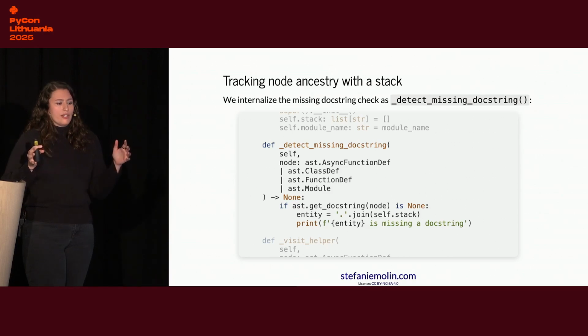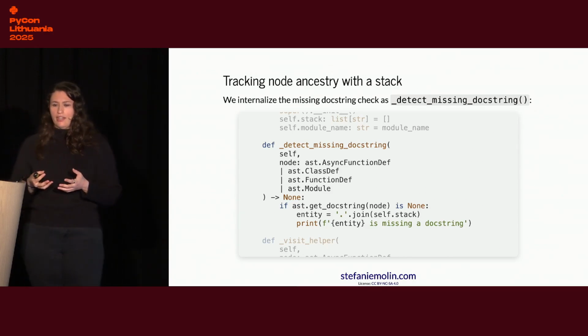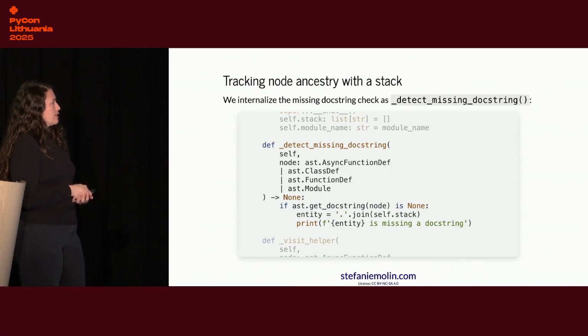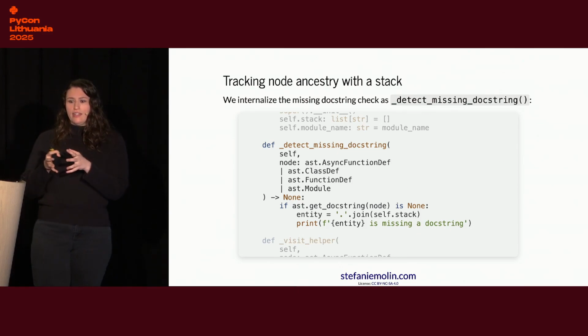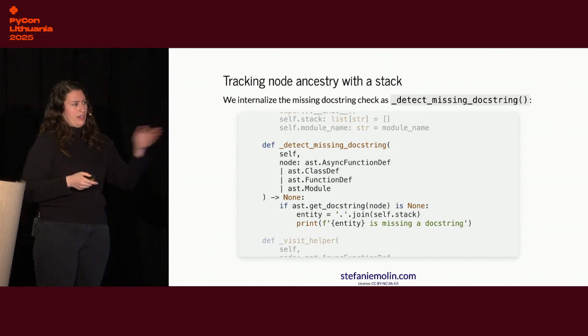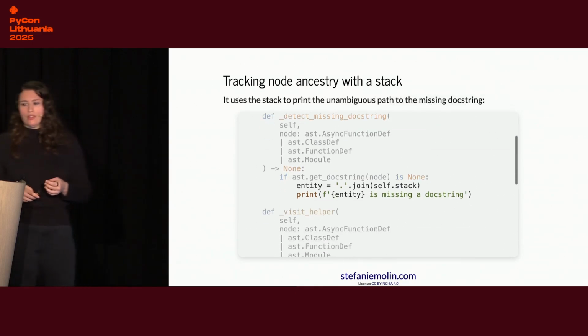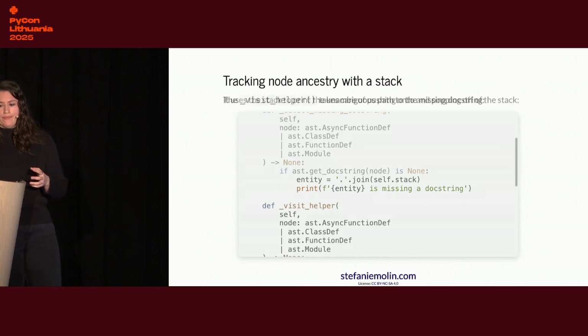So now we're going to internalize that missing docstring check, because we need to use the stack now to print that something is missing. Right, so here we have detect missing docstring. It takes the same nodes as before. This is the same check as before. The difference is here on this entity line, right? Now, instead of just printing the name of the entity, we are going to use the stack to assemble the path with dots of where this entity is missing. And this gives us the unambiguous name.